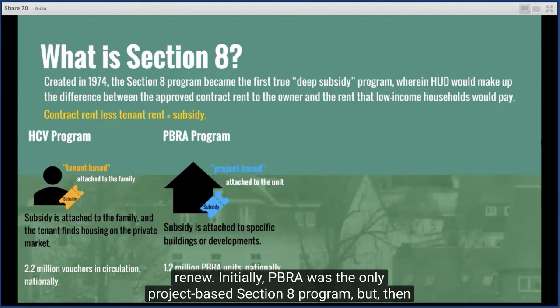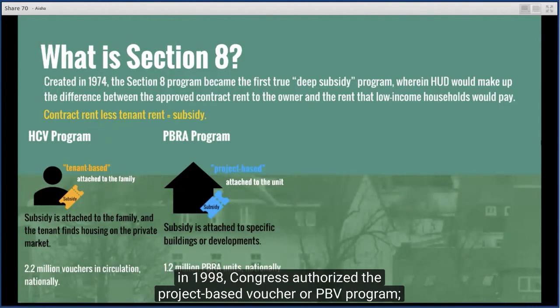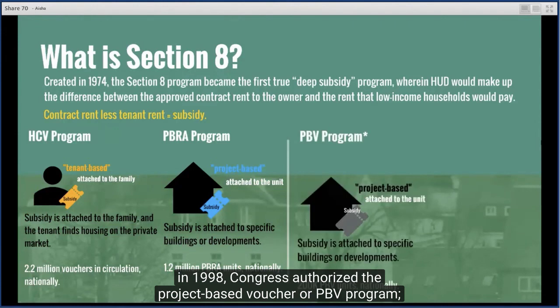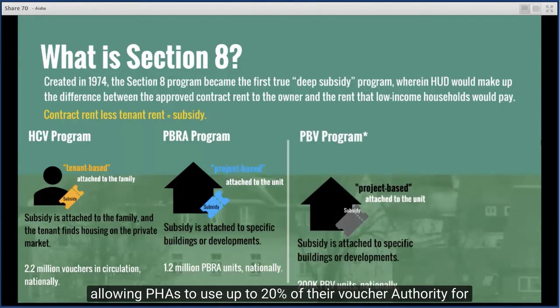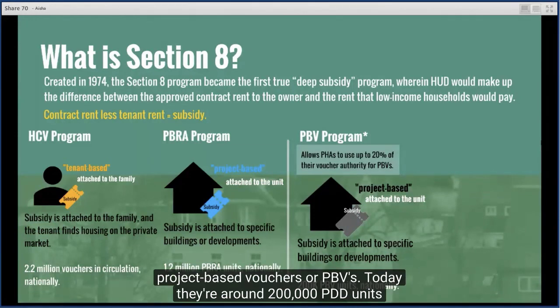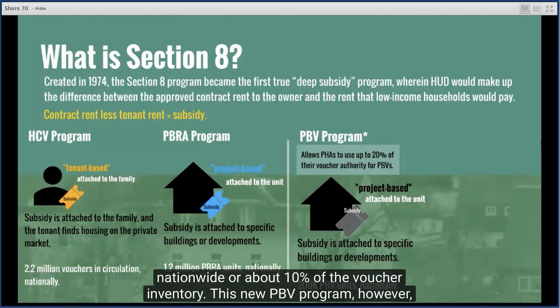Initially, PBRA was the only project-based Section 8 program, but then in 1998, Congress authorized the Project-Based Voucher, or PBV program, allowing PHAs to use up to 20% of their voucher authority for project-based vouchers, or PBVs. Today, there are around 200,000 PBV units nationwide, or about 10% of the voucher inventory.